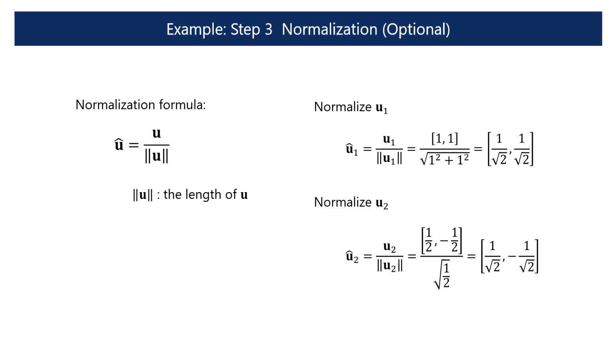Let's apply this formula to u1 and u2. Then we can obtain normalized vectors u1 hat and u2 hat. These vectors now form an orthonormal basis. They are mutually orthogonal and have a length of 1.